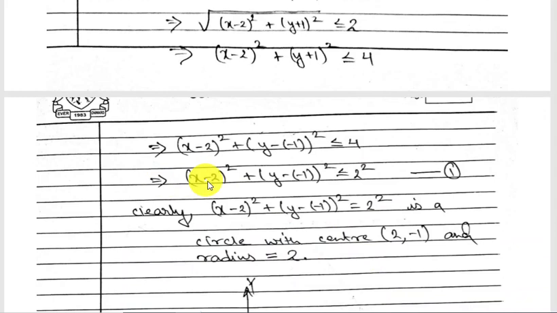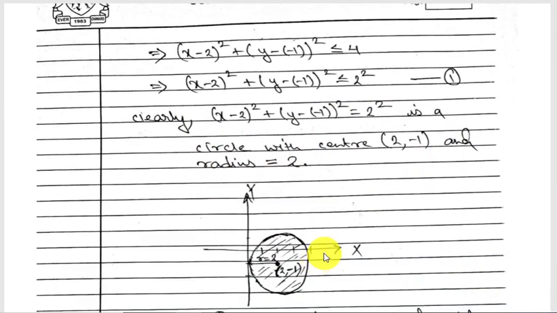So if you consider the circle part, then the circle is (x minus 2) whole square plus (y plus 1) whole square equal to 2 square. That means this is a circle whose center is (2, minus 1) and radius is 2. It is a circle with center (2, minus 1) and radius equal to 2. So draw that circle.